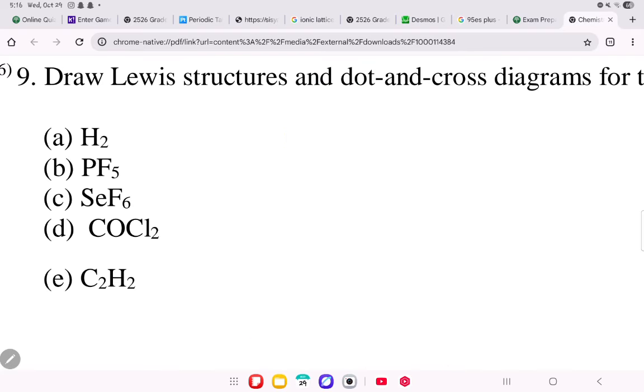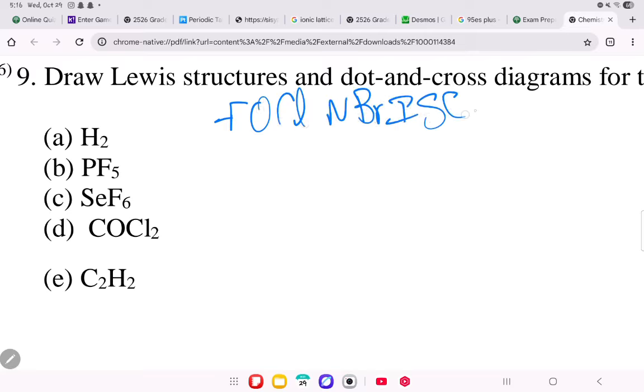Now, COCl2. We need to choose a central atom. Remember, it's the least electronegative. You can find that out by looking at the electronegativity trend. Out of oxygen, chlorine, and carbon, carbon is the least electronegative, so it will be the central atom. We have an oxygen over here, a chlorine over here, and a chlorine over here.